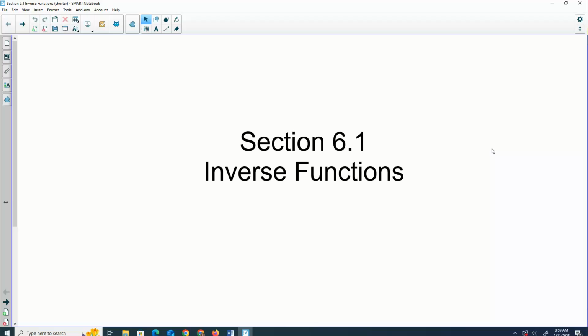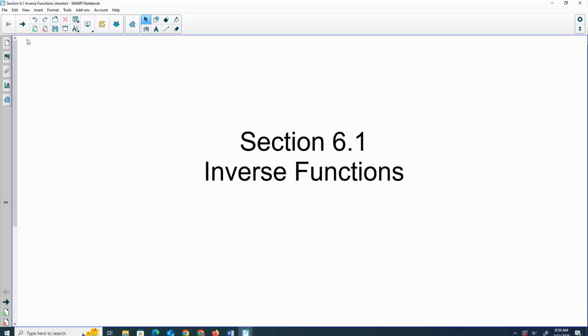If I say plus 2, what would be the opposite of that? Minus 2, right? So adding and subtracting are inverse operations. If I say I'm going to multiply by 3, what would be the inverse of multiplying by 3? Dividing by 3. They're opposites.